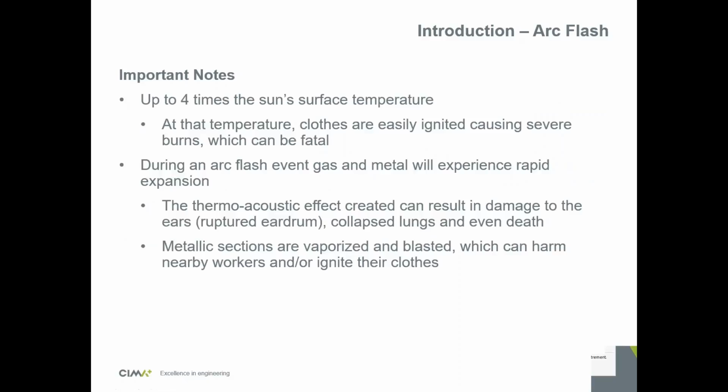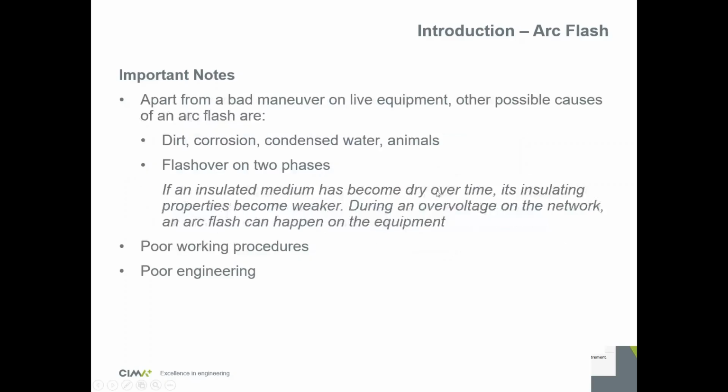So when an arc flash occurs, it can go up to 4 times the sun's surface temperature. At that temperature, the clothes can be easily ignited, and that can cause severe burns, which can be fatal. And during an arc flash event, the metal will vaporize. The metal will not necessarily melt. It will vaporize and become a gas, and will experience rapid expansion. This effect can create shock waves that can rupture eardrums, collapse lungs, and even cause death. There are also metallic sections that can be vaporized and blasted, which can harm nearby workers and or ignite their clothes.